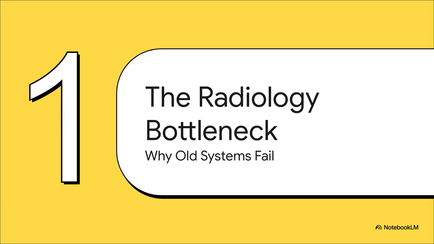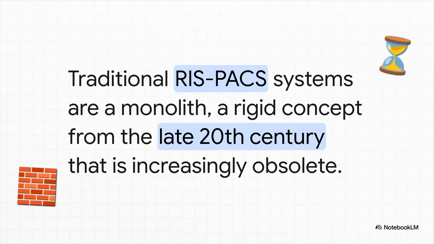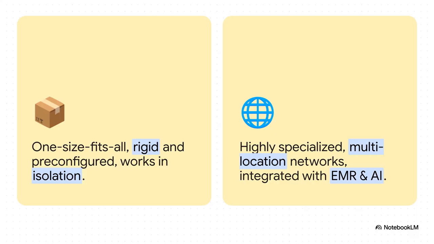All right, so to really understand the solution here, we first have to get our heads around the problem. And that problem, well, it can pretty much be summed up as the radiology bottleneck. The systems that most hospitals are still using today are called RIS PACS, and you should think of them as a product of the late 20th century, a single, massive, totally inflexible block of code, a monolith. It was designed back when radiology departments were these isolated silos, and that is just not how modern medicine works anymore.